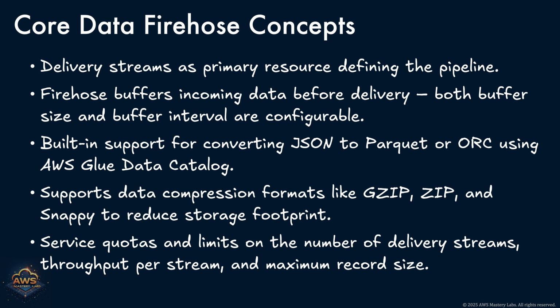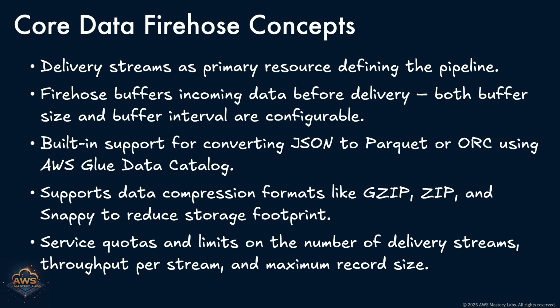A key performance tuning lever in Firehose is the buffer size and buffer interval. Since Firehose batches data before delivery, you can configure how much data to buffer, anywhere from 1 to 128 megabytes, and how long to wait before delivering it, from 60 to 900 seconds. This gives you control over delivery latency versus throughput efficiency.